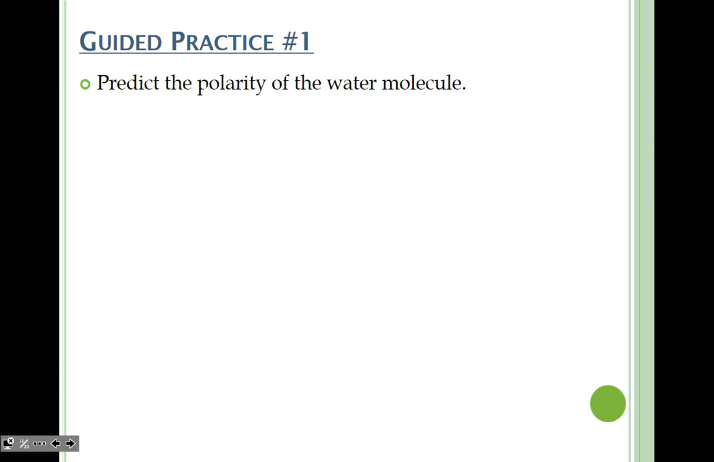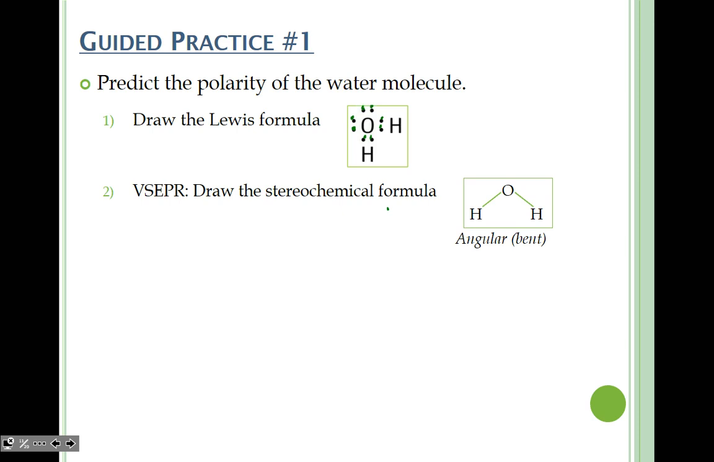Okay, let's take a look at an example. Predict the polarity of a water molecule. So first we're going to draw a Lewis dot diagram. There it is. We know that oxygen is the central atom. It has 2 sets of lone pairs and 2 sets of bonding electrons. No problem there. Then we're going to draw the VSEPR shape. Another word for VSEPR shape is stereochemical formula.